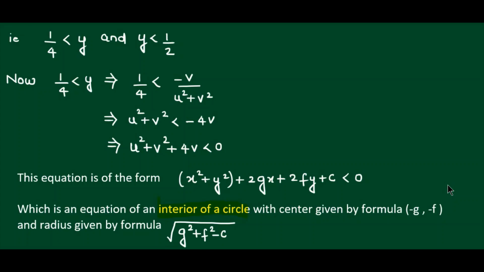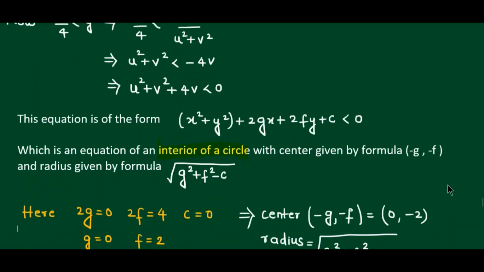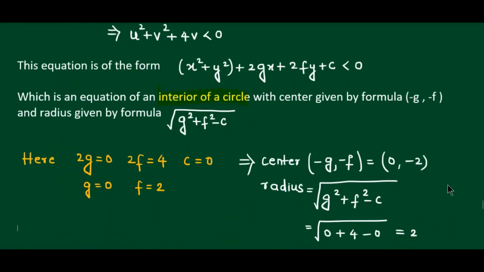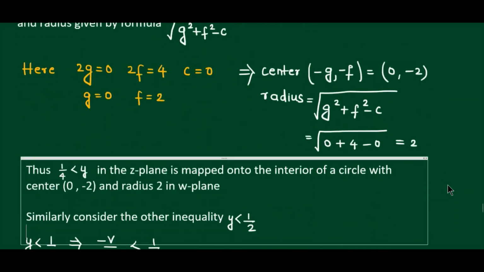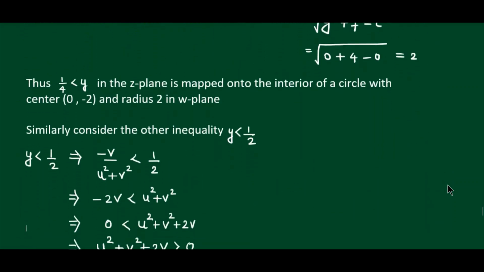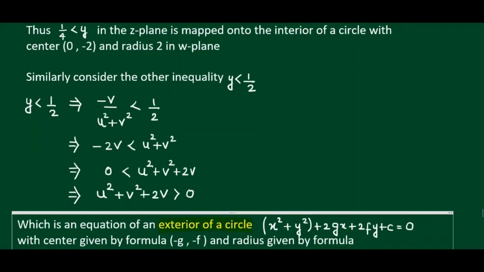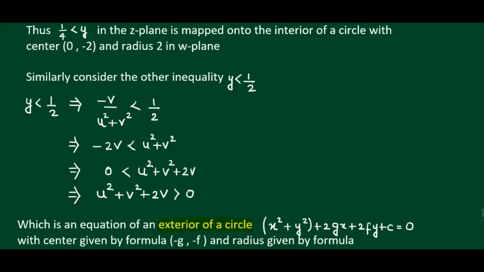So it is an interior of a circle with center minus g, minus f and radius given by root of g square plus f square minus c. After comparing, you can write 2g. 2g is nothing but the coefficient of u, which is 0. 2f is nothing but the coefficient of v, which is 4. C is nothing but constant, which is 0. Now find g, f and find center and radius using these formulas. Thus we can conclude the inequality 1 by 4 less than y in the z plane is mapped onto the interior of a circle with center 0, minus 2 and radius 2 in the w plane.